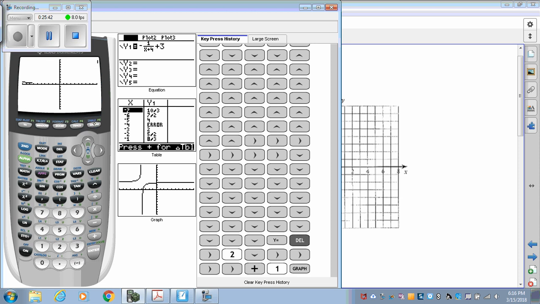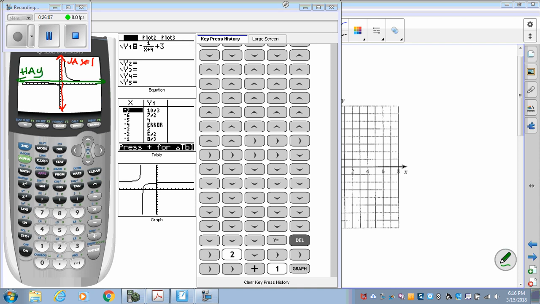So let's look at that graph. I can see here, instead of being at 0, 0, my vertical asymptote is x equals 1. And then my horizontal asymptote is y equals 1. So I went to the right 1 and up 1.